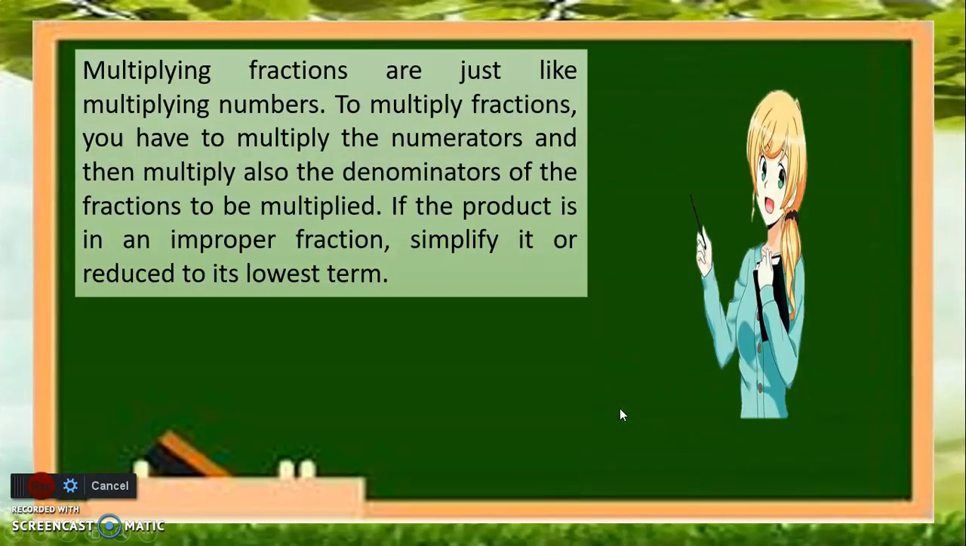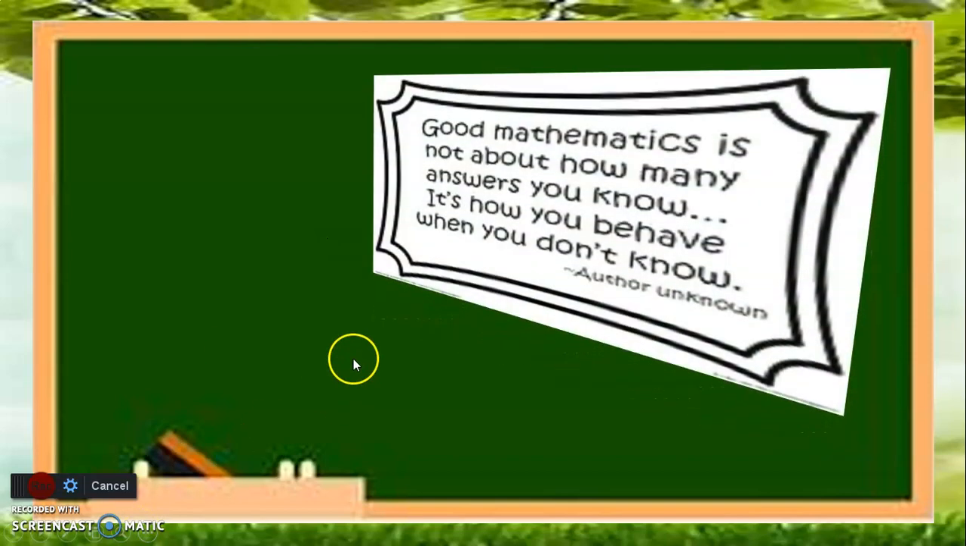So multiplying fractions is just like multiplying numbers. To multiply fractions, you have to multiply the numerators and then multiply also the denominators of the fractions to be multiplied. If the product is an improper fraction, simplify it.